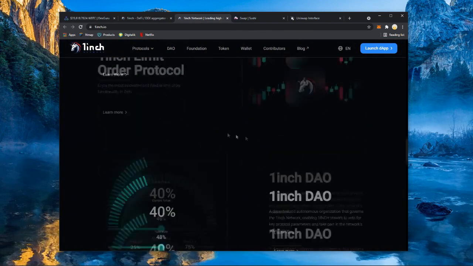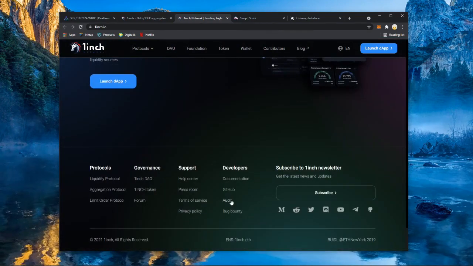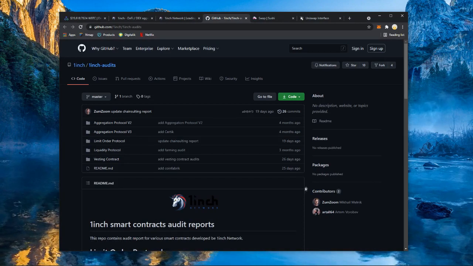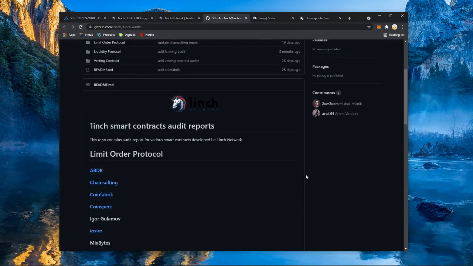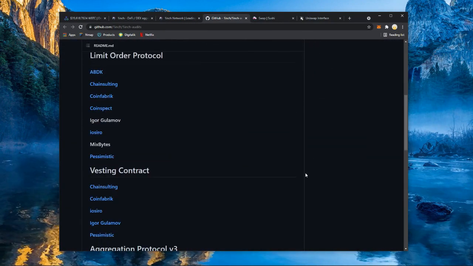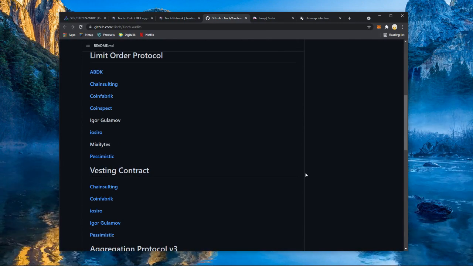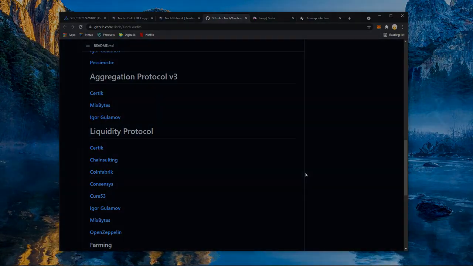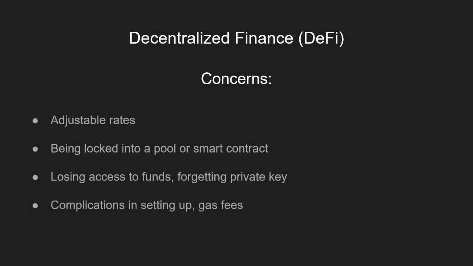scroll all the way down, and we can see that there is an audit. This is an open source audit on GitHub that goes over all of the smart contracts used, which has been audited by many organizations. Now, there are some concerns regarding decentralized finance that come to mind anytime when using cryptocurrency.